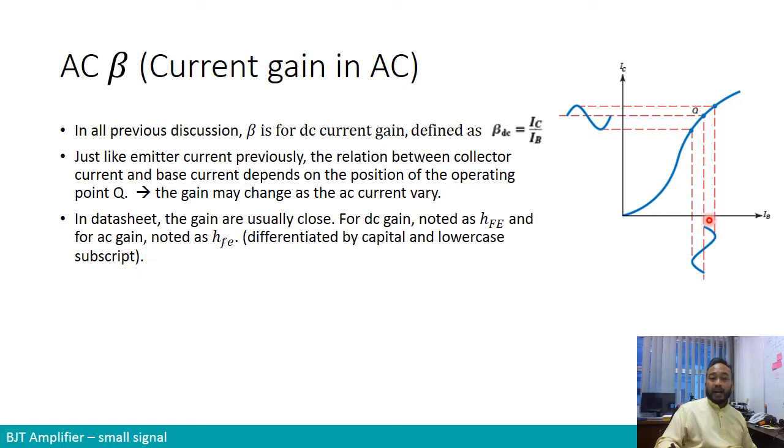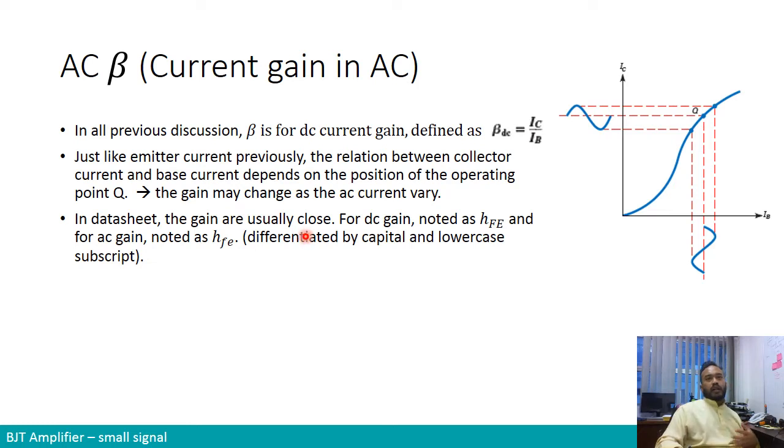What is the value of IB that you have, right? If IB changes, then Q will change. Therefore, the beta will also change. The ratio between IC and IB, which is beta, will also change. The gain therefore may change as the AC current varies. So if you have too large a signal, then the amplification would be different depending on the position of the point Q. In the data sheet, this is usually given.